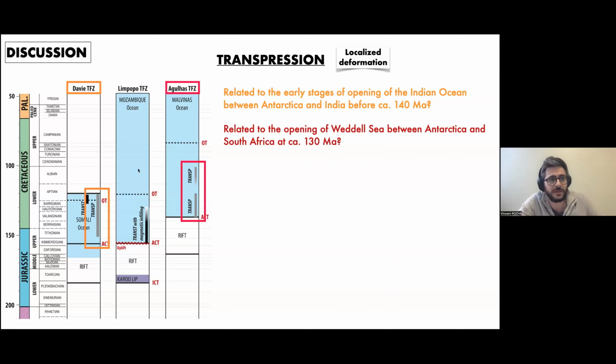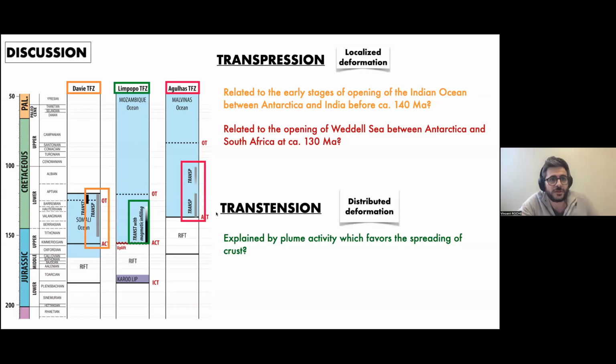But what happened in the Limpopo area? Here we just see a transtensional deformation that starts around 150 million years ago, with the activity of the transform system. But we saw just before that there are different faults that start during the main rifting event, just after the emplacement of the Karoo large igneous province, at around 180 million years. And we propose here that this deformation is a consequence of the activity of the plume.